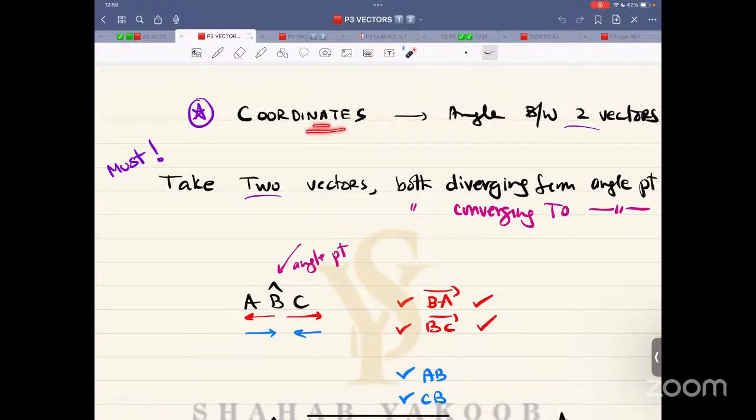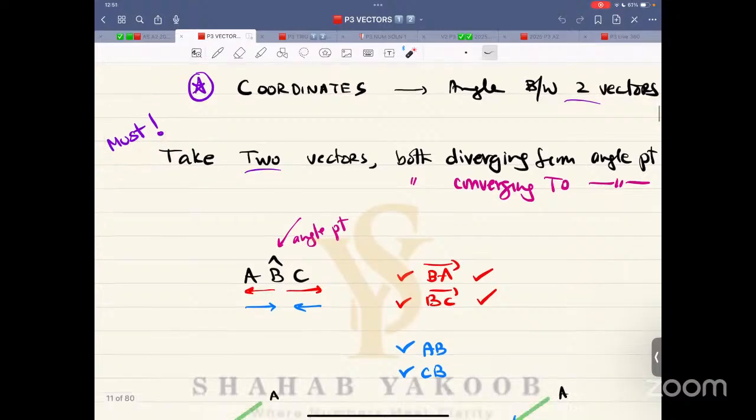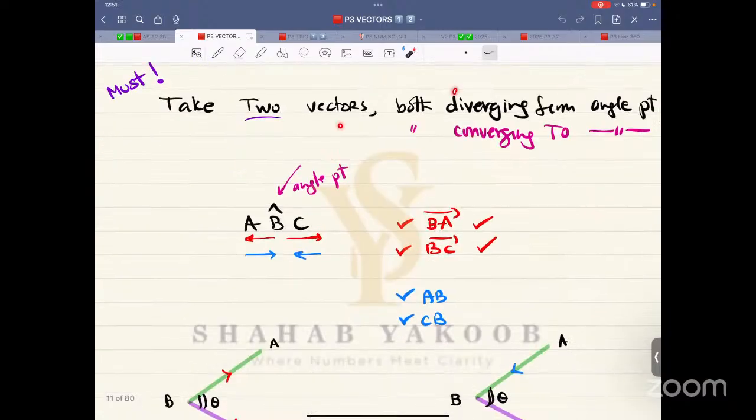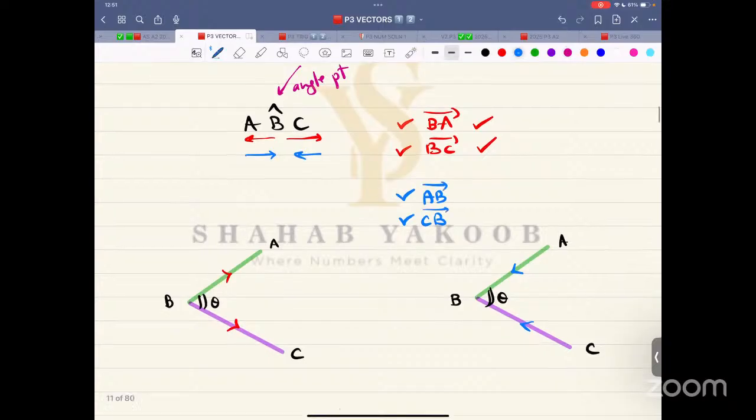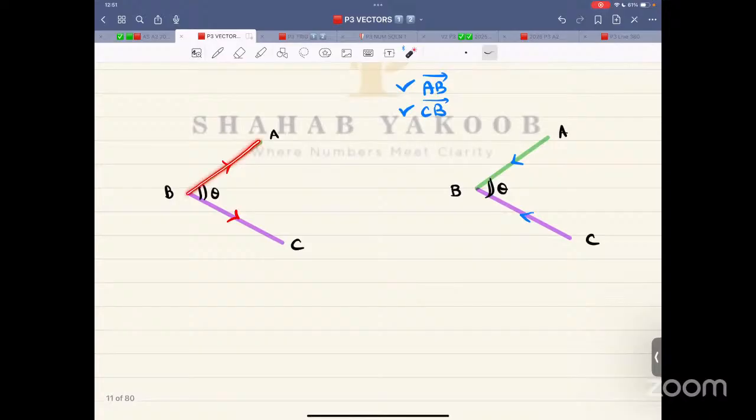If they talk about coordinates and they ask for angle between two vectors, it is a must to follow this process. Take two vectors both diverging from the angle point, or take two vectors both converging to the angle point. For example, they're asking for the angle ABC. If I'm taking two vectors which are diverging, that would be BA and BC. If I'm taking two vectors which are converging at B, that would be AB and CB. Let me just add the arrows, they were missed earlier. So now this is BA, this is BC.